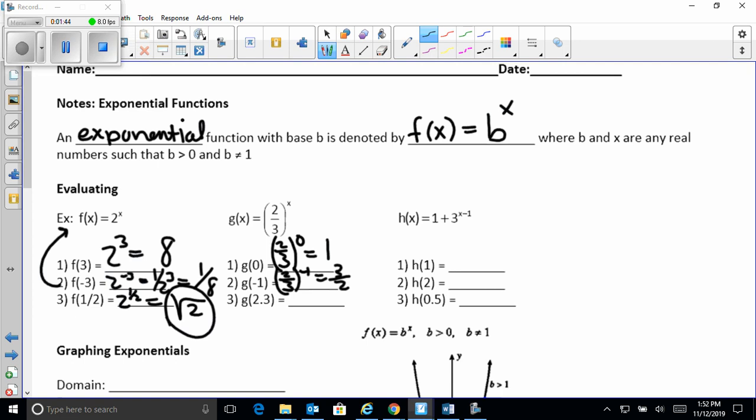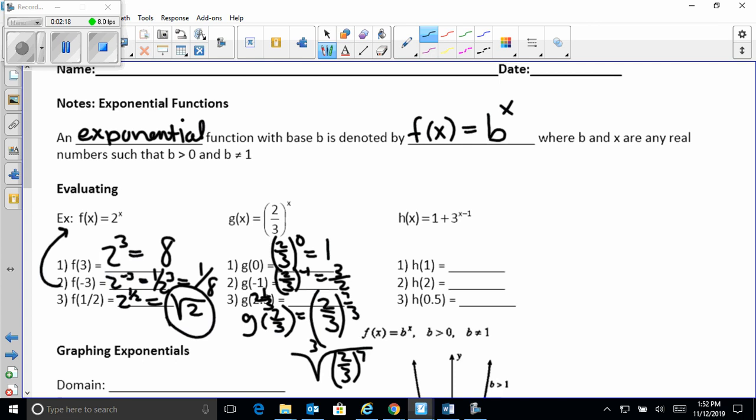This one we're going to change to 2 and 1/3. That's what I meant for it to be, because 2.3 you'd have to use a calculator. So this is actually g of 7/3, which means that this would be 2/3 to the 7/3. If you recall what that means, it means that this is the cube root of 2/3 to the 7th power, which we'll just leave like that.